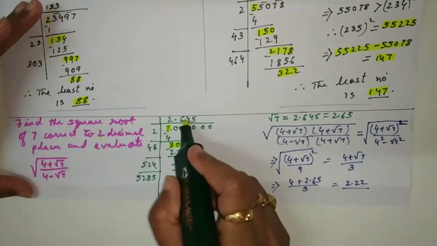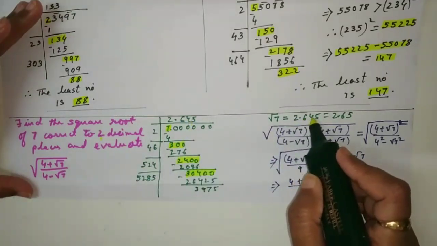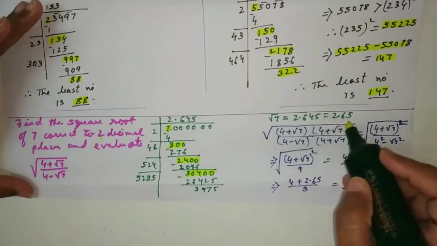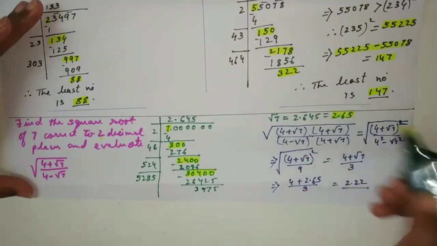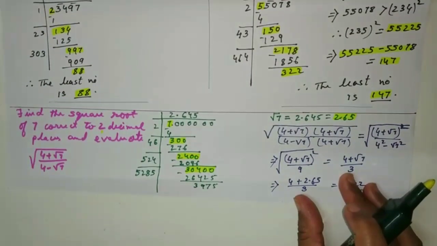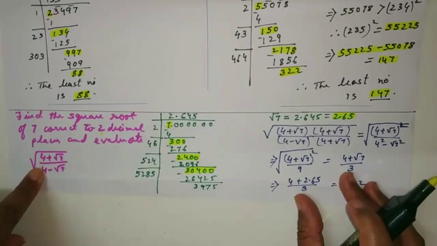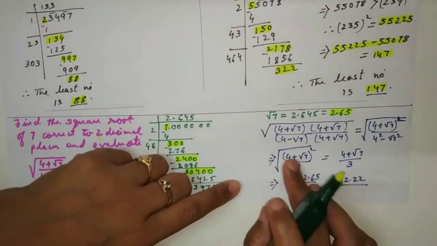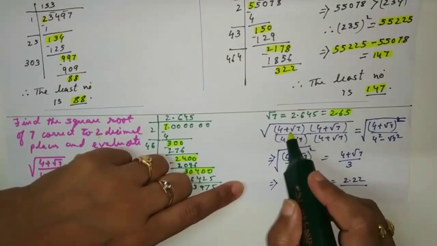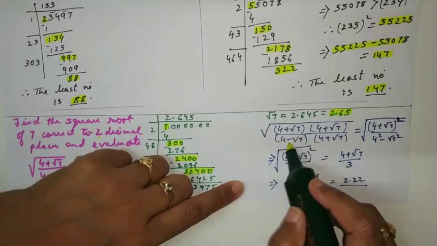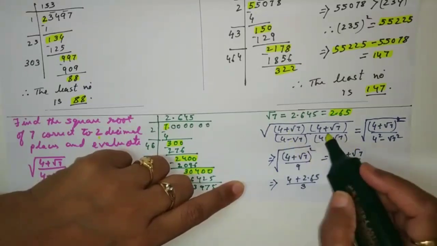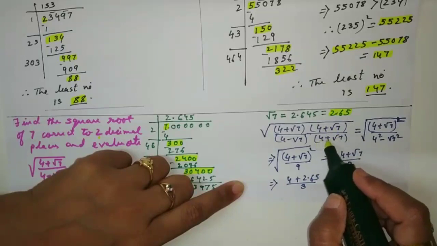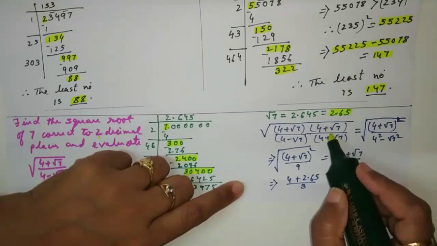So we have found out 2.645 and so on. On rounding off, it is 2.65. Now we come back to the question, that is under root 4 plus root 7 by 4 minus root 7. So here what we do is multiply 4 plus root 7 by 4 plus root 7, the same number.